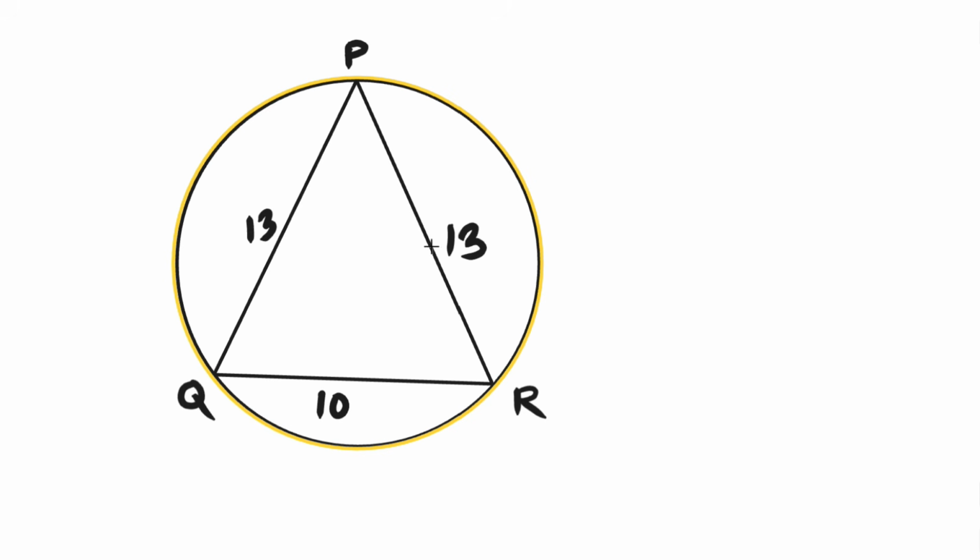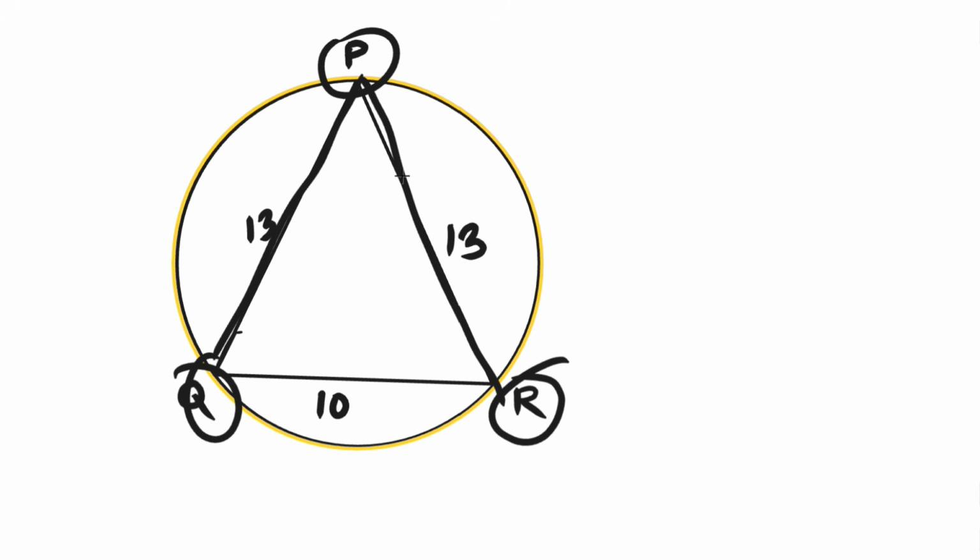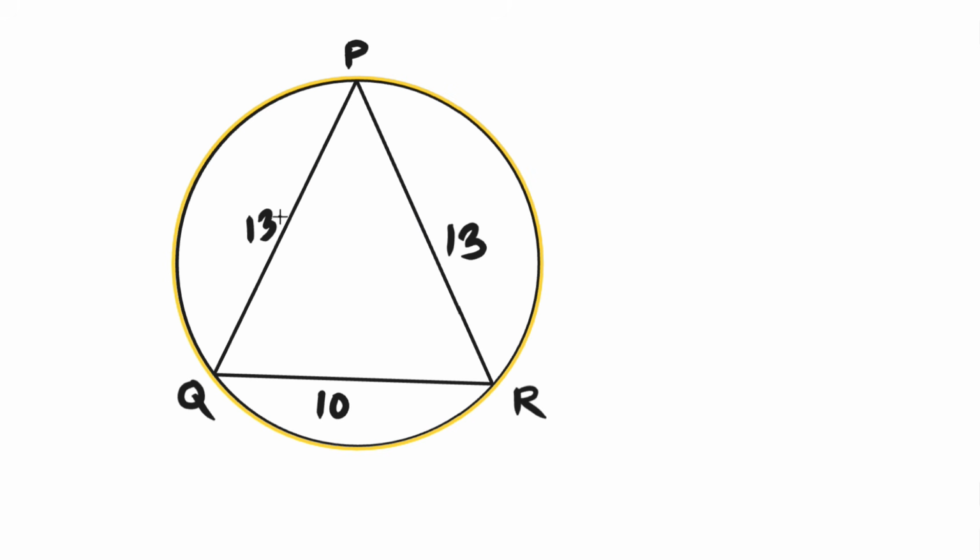So, let's begin. We are given a circle containing an isosceles triangle PQR. The two equal sides are PQ equals 13 units and PR equals 13 units, while the base QR equals 10 units. Our target is to find the radius of the circle. Now let's look at the triangle first. Since PQ and PR are equal, this is an isosceles triangle.